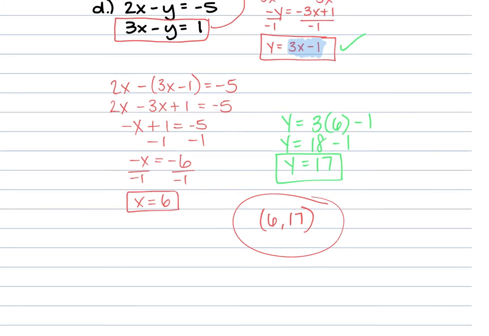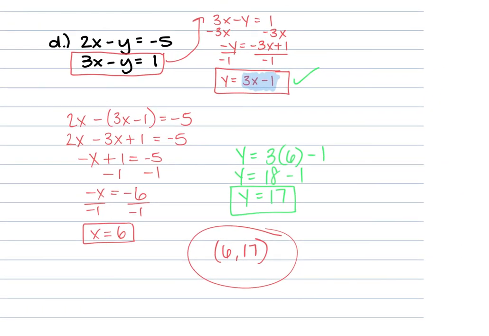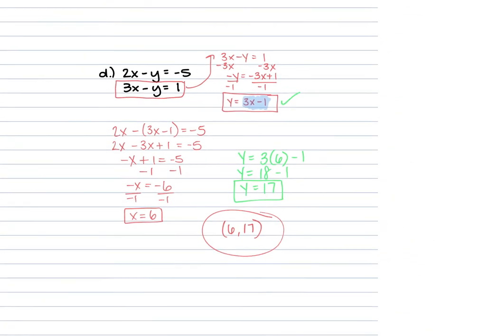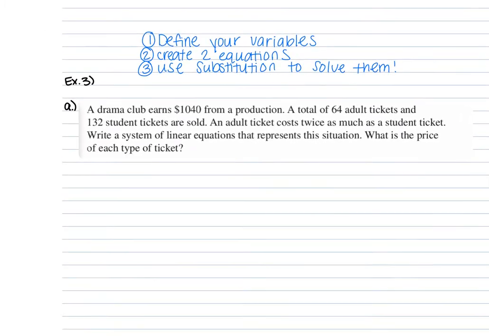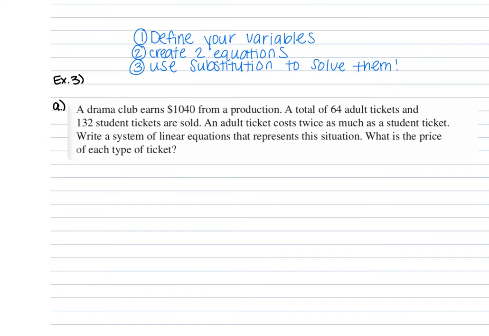Okay. The last thing that I want to go over is one word problem. So, scroll all the way down. Yes, I know it's our favorite. Scroll down to example 3. I broke it down into 3 steps. You need to define your variables, create 2 equations, and then use substitution to solve them.